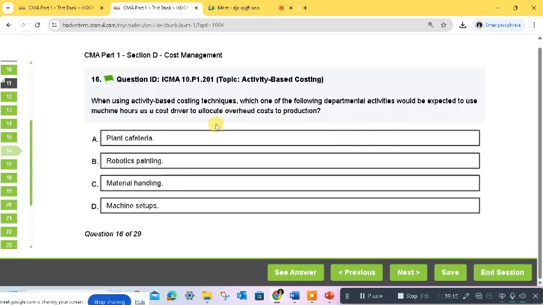When using activity-based costing techniques, which one of the following departmental activities would be expected to use machine hours as a cost driver? What do you think?